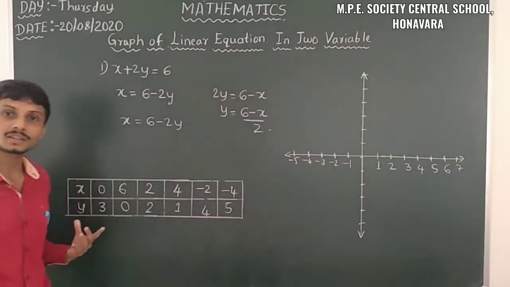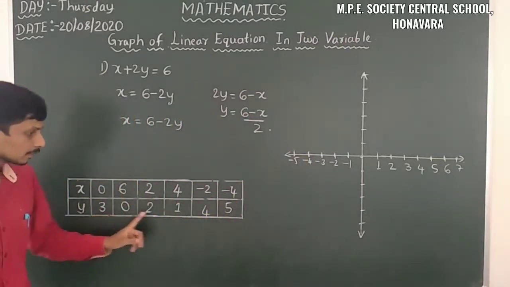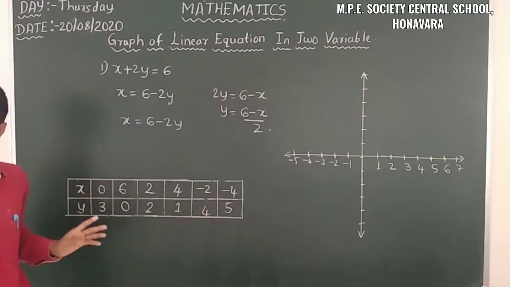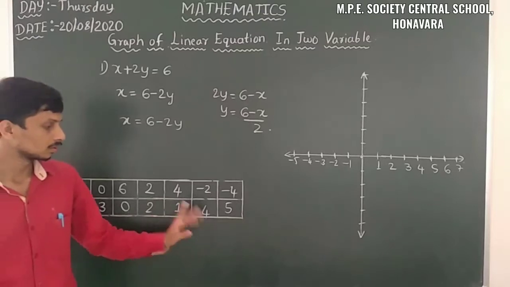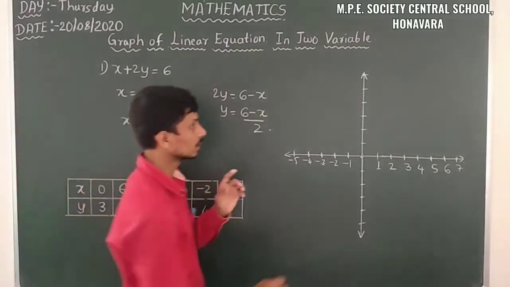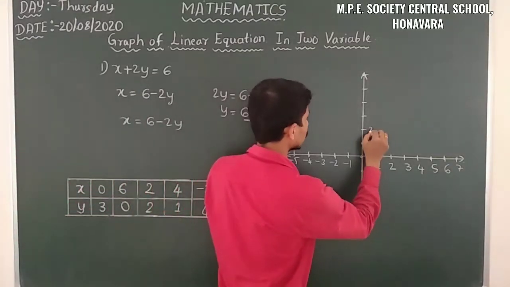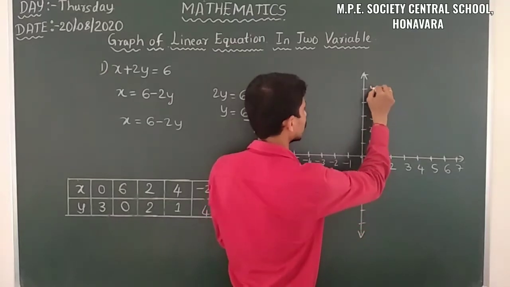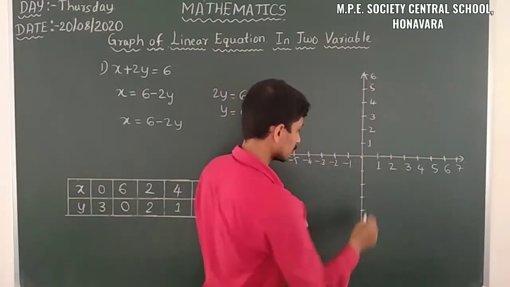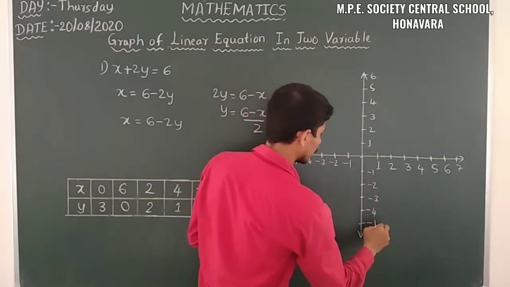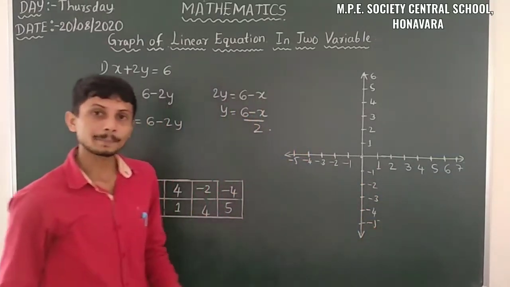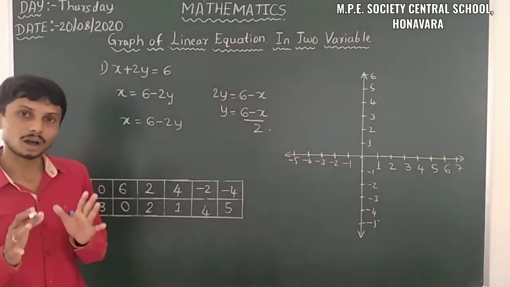Then let us check the y-axis. Here the maximum value is 5. All are positive, there are no negative numbers. So all are positive numbers, highest value is 5. That means I will take 1, 2, 3, 4, 5, 6. Then you can take, no problem, minus 3, minus 4, minus 5. Okay, after that what we have to do is locate all those points here.